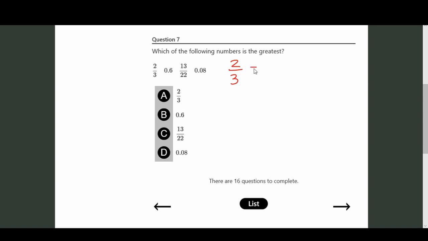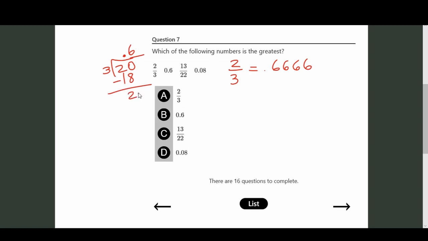2/3 we should know is the same as 0.6666 repeating. And in case you didn't know that, you can do 2 divided by 3. You ask yourself, does 2 go into 3? It doesn't. It's too small. You have to add a 0. When you add that 0, you have to put up a decimal. 3 goes into 20 6 times without going over. 6 times 3 is 18. 20 minus 18 is 2.